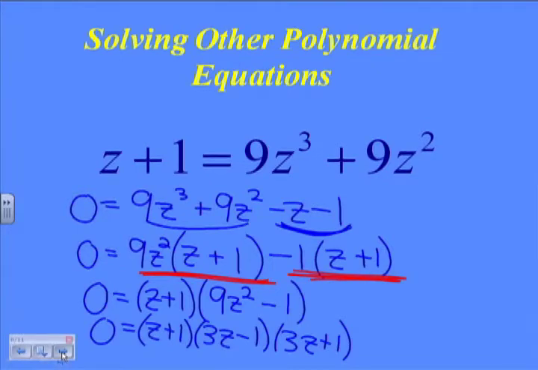Now I've got it down to 3 linear factors, which are very easy to solve. You set each one of these equal to 0, and when you solve those, we end up with z is, from here, can you process that much? Negative 1. From here, add 1, divide by 3. And from here, subtract 1, divide by 3. And is that what we would have expected in the beginning? 3 answers?